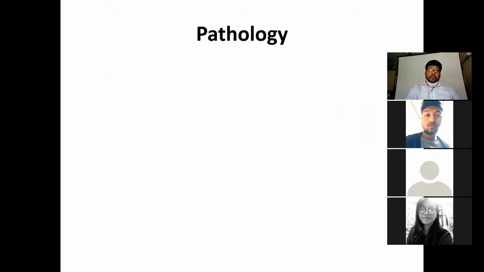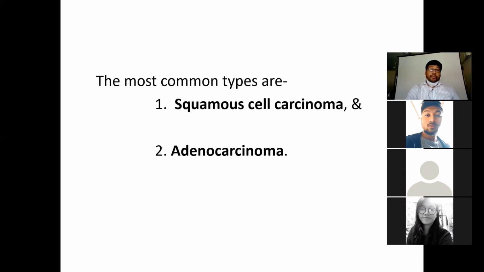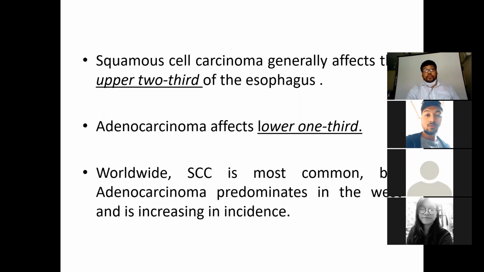So coming to the pathology, the most common types are the squamous cell carcinoma and adenocarcinoma. Squamous cell carcinoma generally affects the upper two-thirds of the esophagus, and the adenocarcinoma affects the lower one-third. And worldwide, squamous cell carcinoma is most common, but adenocarcinoma predominates in the West, and it is increasing in incidence nowadays because of westernization of diet.